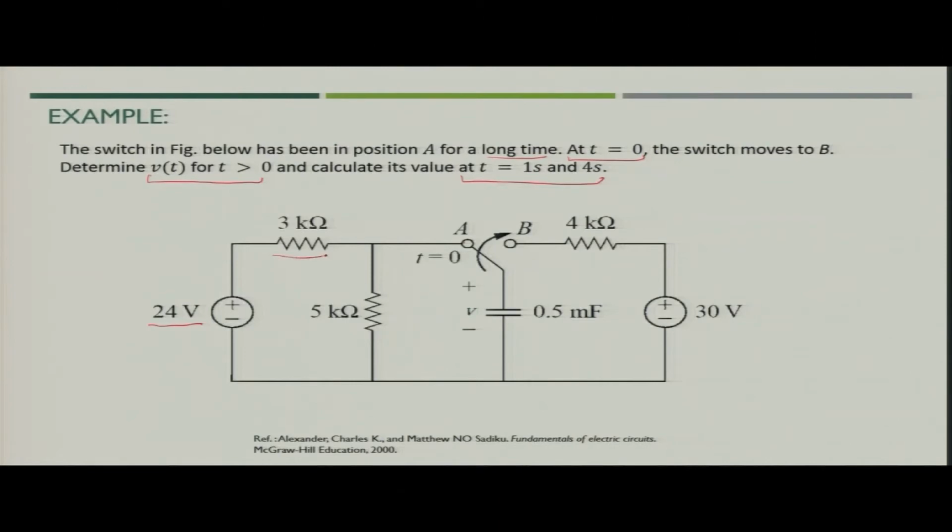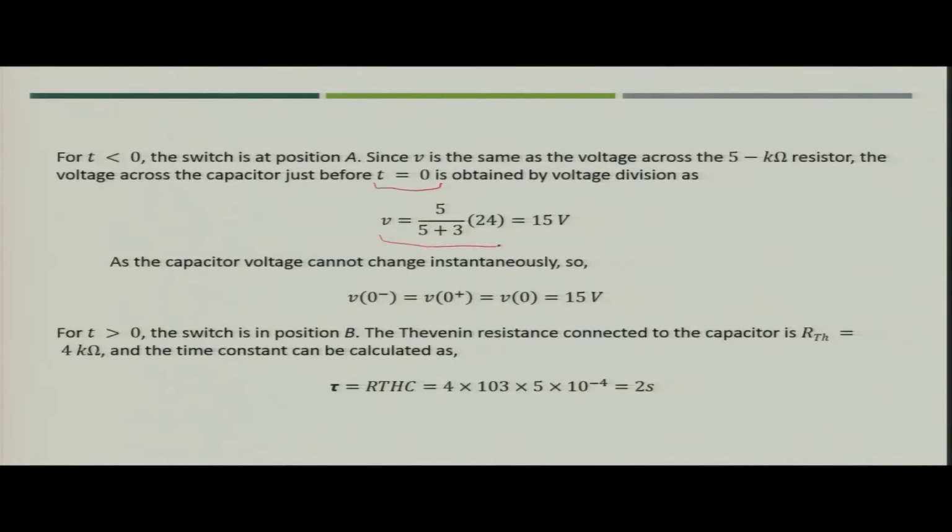Now, we have 3 kilo ohm and 5 kilo ohm resistances. The voltage across the capacitor is nothing but the voltage across the 5 kilo ohm resistance. So, what we can do? We can simply use voltage division to find the value of voltage across the capacitor, which comes out to be 15 volt. Now, since the capacitor voltage cannot change instantaneously, V 0 minus is nothing but V 0 plus or V 0, that is 15 volt. So, we have found the value of V naught.